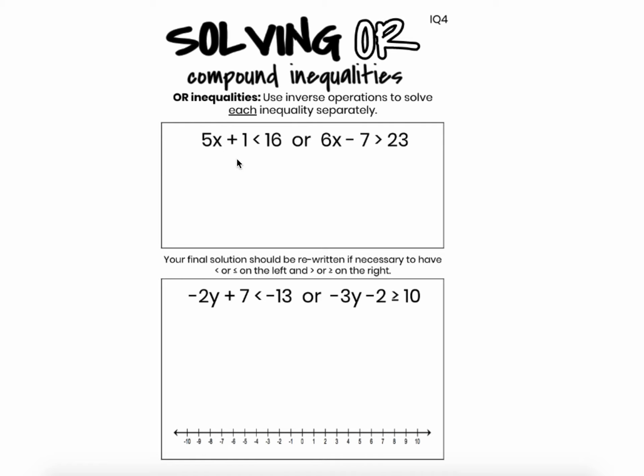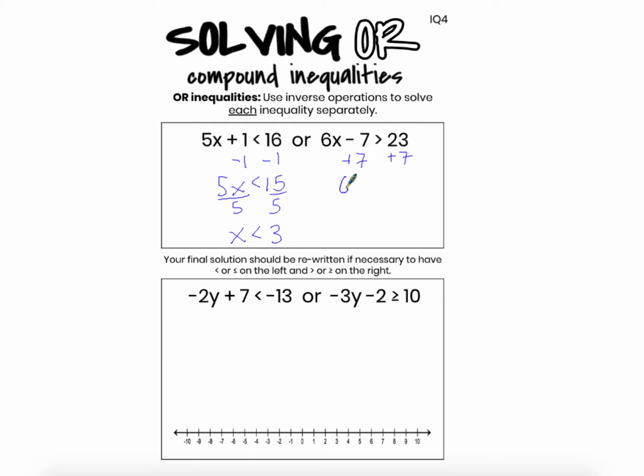So 5x plus 1 is less than 16. We subtract 1 from both sides of that first inequality, and then divide by 5. There is no need to flip or rewrite because we did not multiply or divide by a negative and x is on the left. Second inequality, also very straightforward.